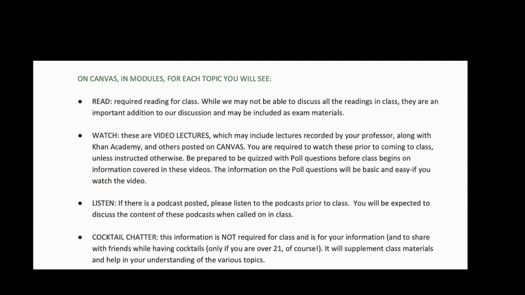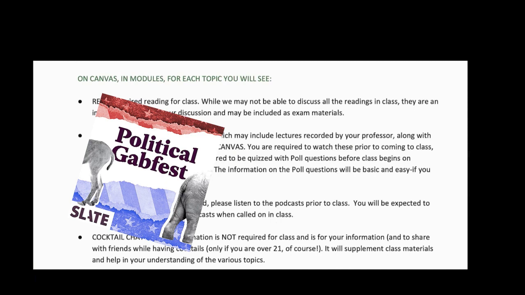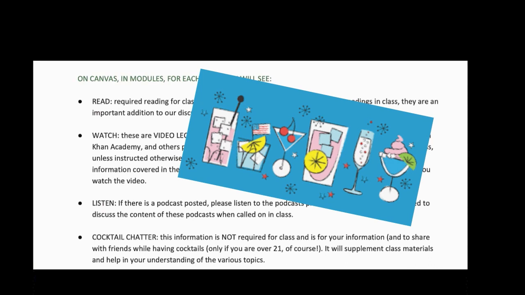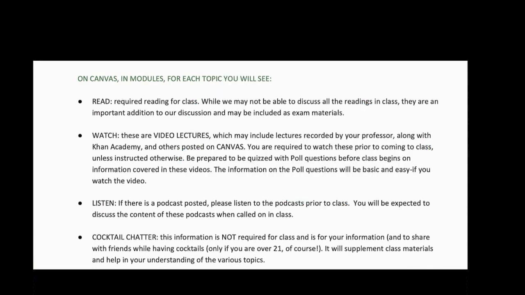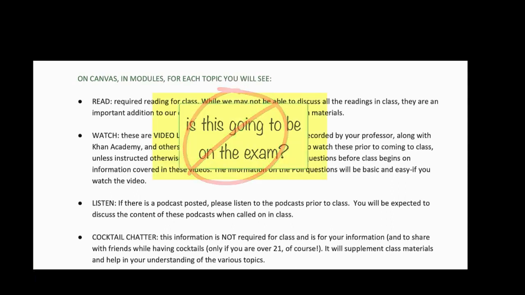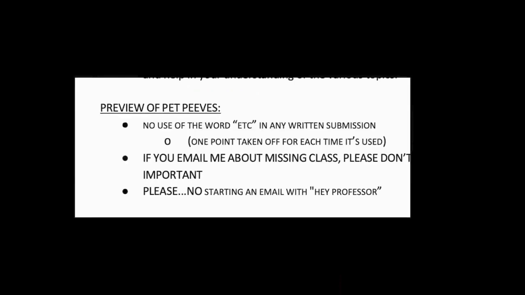I listen to a podcast called Slate Political Gabfest, and at the end, they always have cocktail chatter. That's one important piece of information that you want to share with your friends when you're having drinks. It was pointed out to me that I must include: if you're having drinks and are over 21. So rather than ask me, is this information going to be on the exam? Ask me if this information is cocktail chatter. I'll go over pet peeves with you when we meet in class.